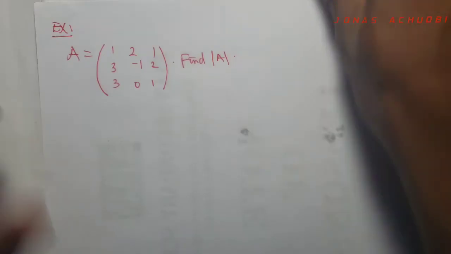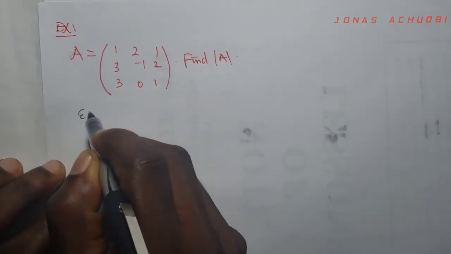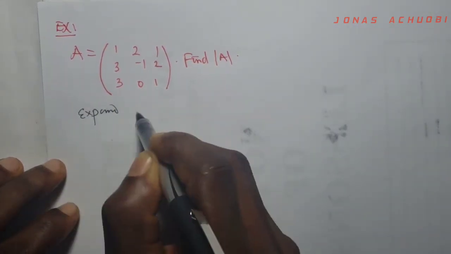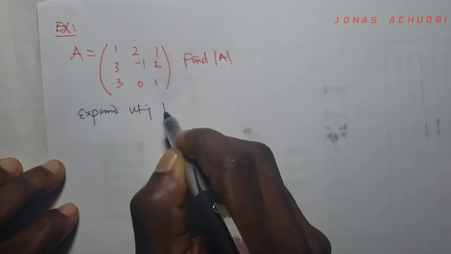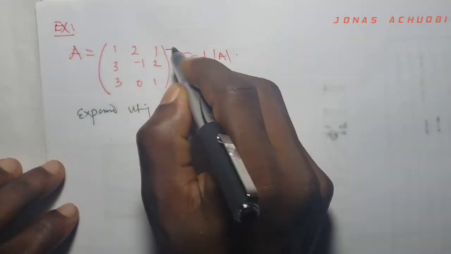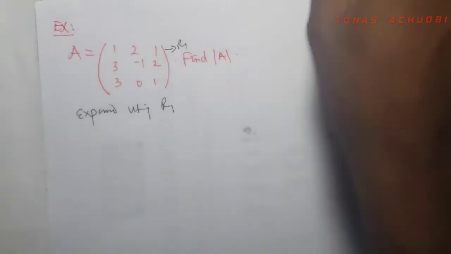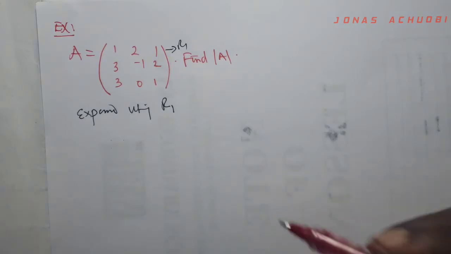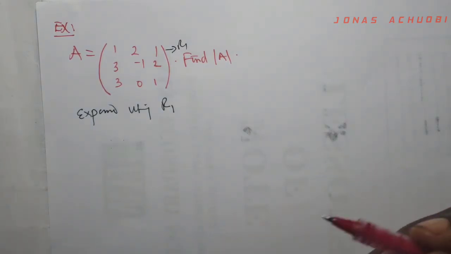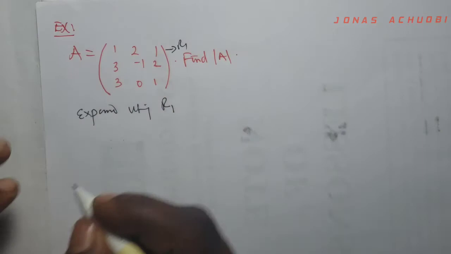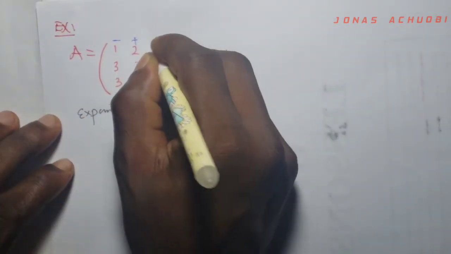So we want to expand our determinant. Okay, expand using, let's say, row 1. So we're going to expand using row 1. So you know what to do. Row 1: is 1 even or odd? 1 is odd. So when it is odd, what happens? You remember the signs will be plus, minus, and plus.